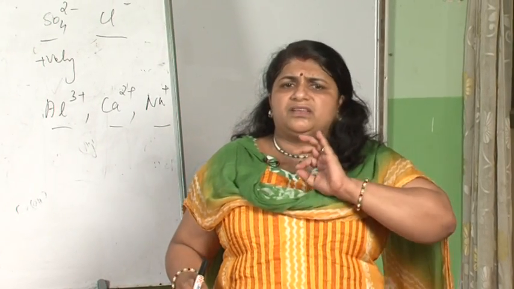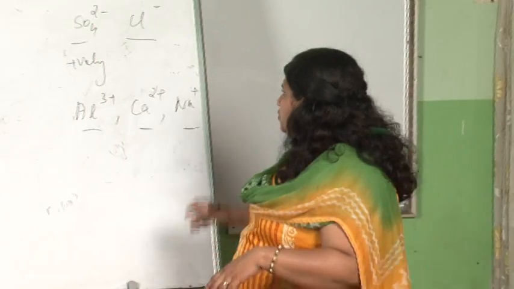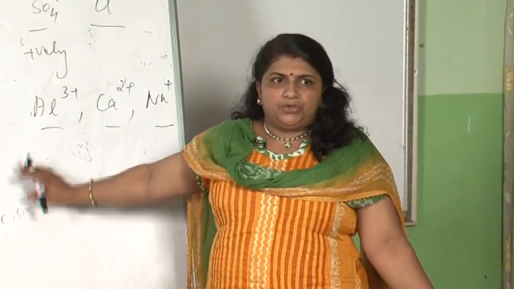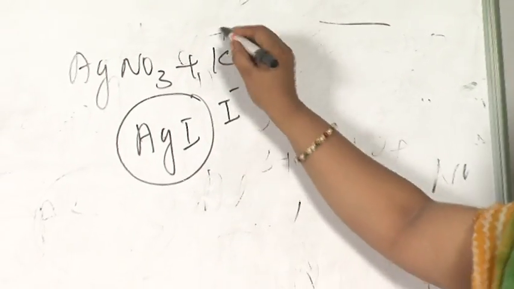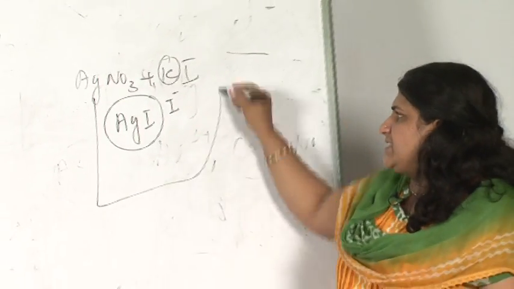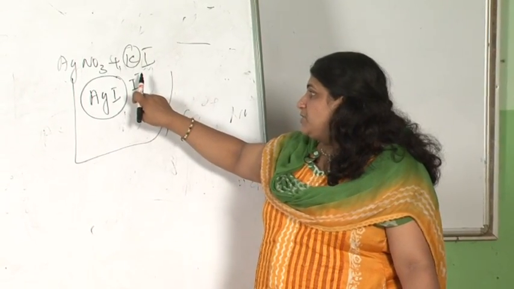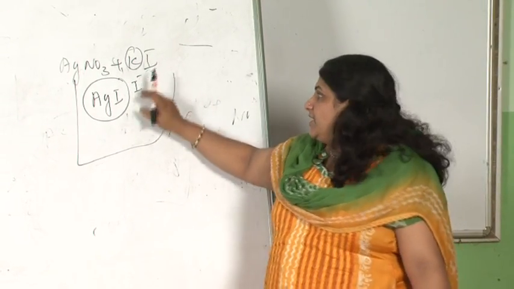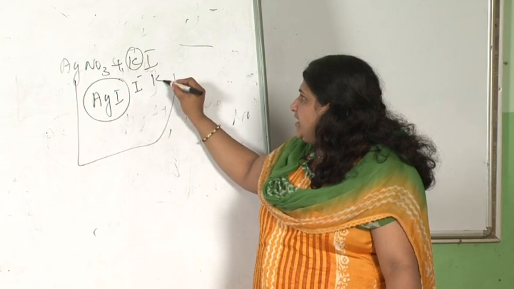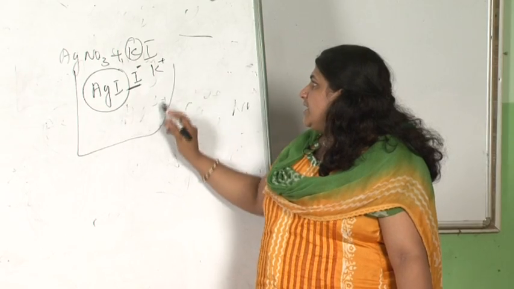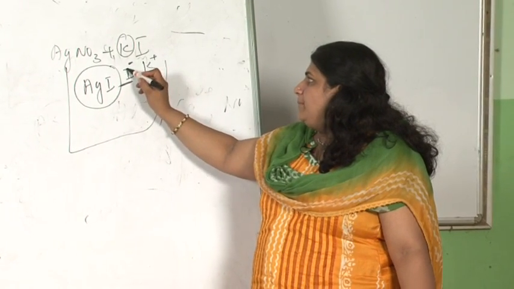This question has been asked so many times. You will be given 2-3 ions and asked which is more effective in coagulation and why. Since there are potassium ions in the solution, there are many AgI particles with I minus adsorbed on the surface. K+ will come and stand nearby.